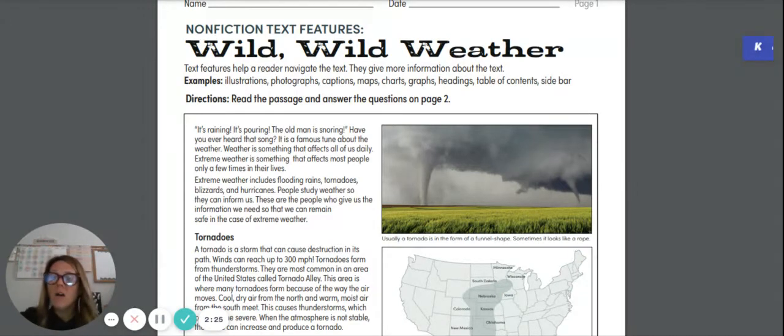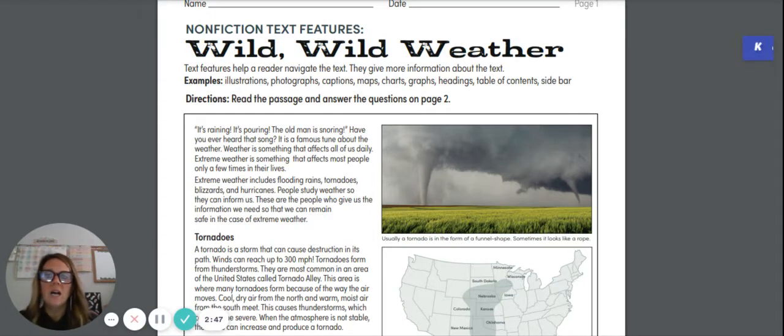And remember, all stories and books are not going to have every single text feature, so you don't have to find every single one, okay? But this is just practice for you as you begin to learn and to try to find where these text features are, okay? So before you do that on your own or with your mom or dad or brother or sister, let's go over this a little bit.